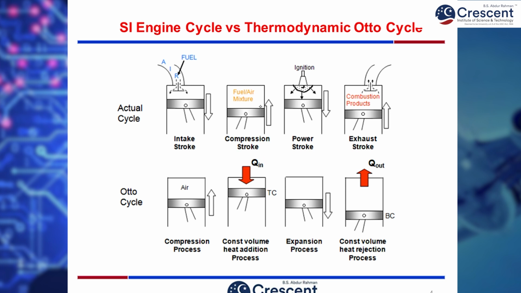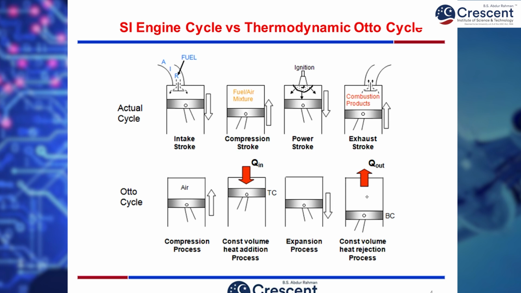So, the piston will start moving from top dead center to bottom dead center. We call this an expansion process. So, this is shown in the PV diagram as a 3 to 4 process. 3 to 4 is again reversible adiabatic expansion.